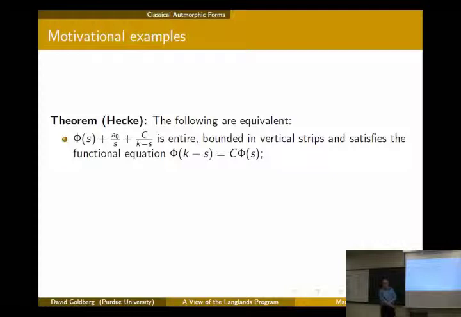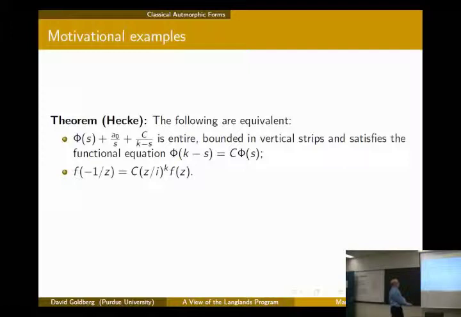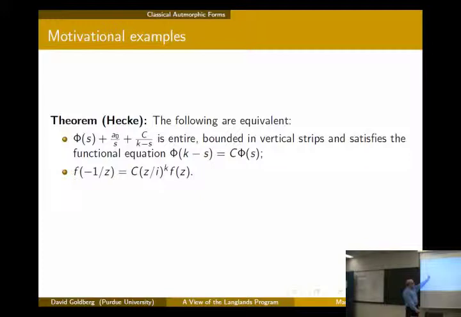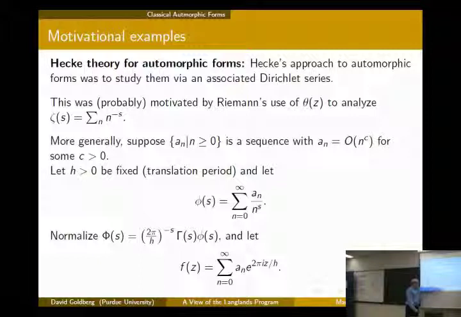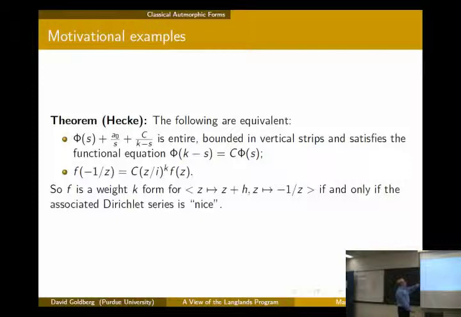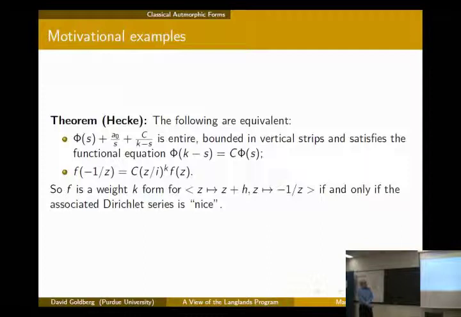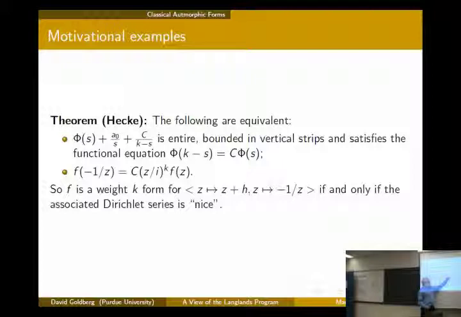And the C here is the coefficient that comes out of that functional equation. The other condition is that the function I formed on the upper half plane, which I knew was periodic with period H, also satisfies this automorphic condition for minus 1 over Z. Another way to say it is that this is a weight k form for the discrete group generated by translation by H and, essentially, Z goes to minus 1 over Z.